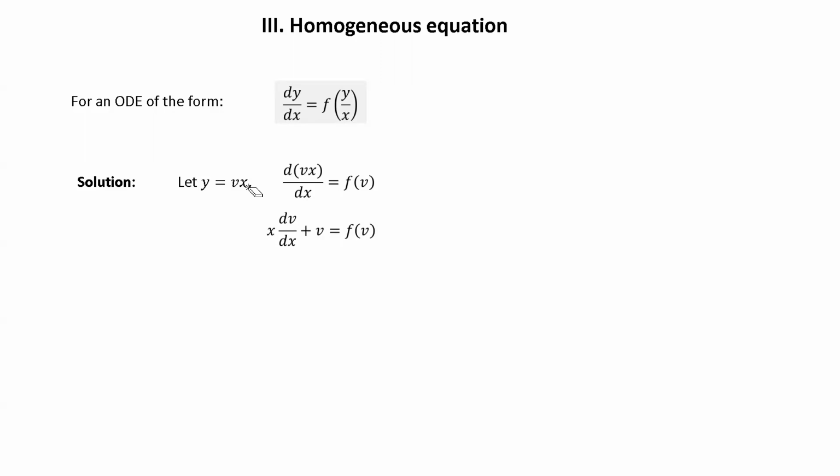At the end of the day, you may expect that v is also a function of x, because we are solving for y as a function of x. So v is a new variable that we don't know anything about yet. We just let this new variable have this relation: v equals y divided by x. Because of that, f of y divided by x becomes f of v.